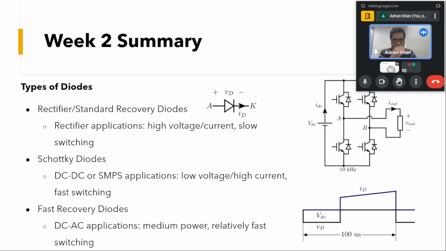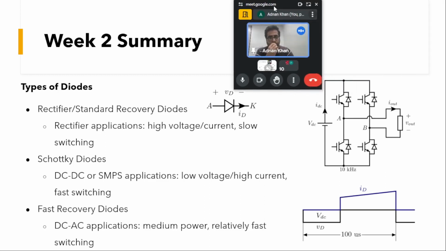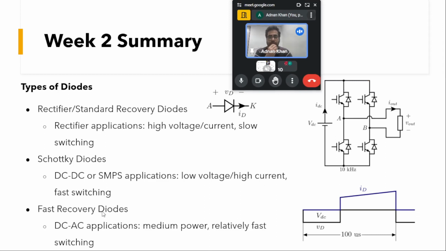There is another type of diode called the fast recovery diode. These diodes are between the standard diodes and the Schottky diodes. As you can tell from the name itself, they are called fast recovery diodes.